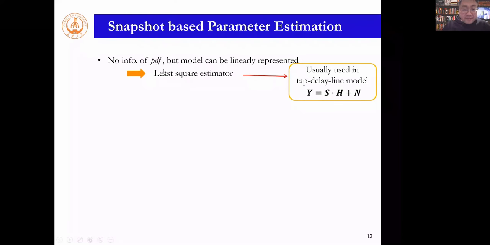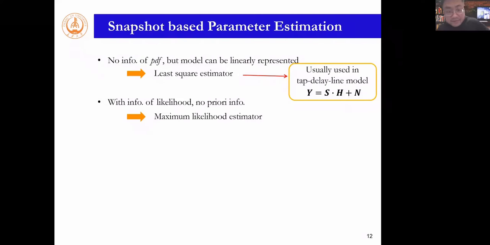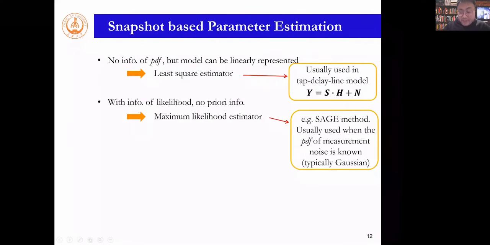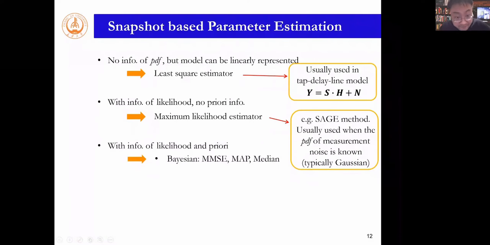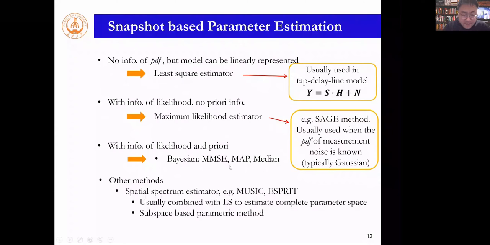If we don't know anything about the PDF of the noise, but the model can be linearly represented, we can use a simple LS estimator, right? For communication, this is the most common channel estimation method. But if we know the likelihood of the noise of the model, but we don't know any prior information, we can apply the so-called maximum likelihood estimator, right? And in channel modeling, we especially have the so-called SAGE method that is used very commonly to solve this super-resolution channel estimation. One step further, if we know the likelihood and we know the prior information, we can apply the Bayesian estimator, like MMSE or MAP and so on. And of course, we have some other methods, like subspace-based approaches, like MUSIC or ESPRIT. So this page is basically a summary of what we normally do for channel estimation.